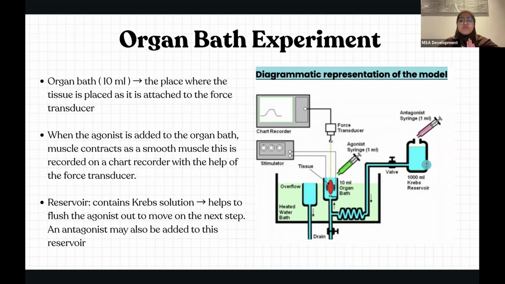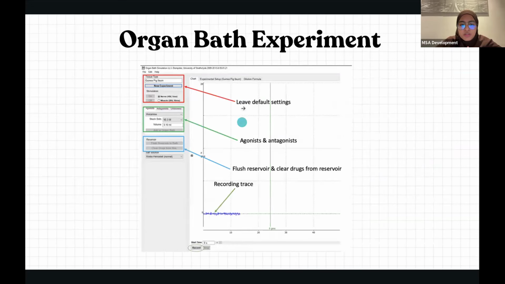Don't read the text right now. This is how it looks in a computer system, and you have the default settings. This is where you add the agonist and the antagonist, and this is where you use the reservoir to flush the drugs out of the tissue that you're testing.